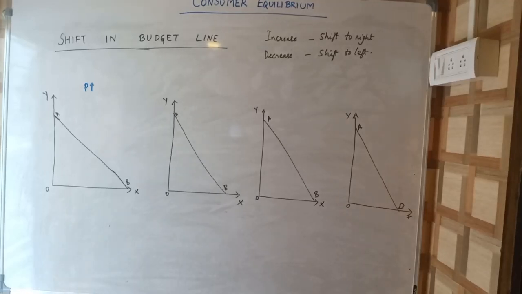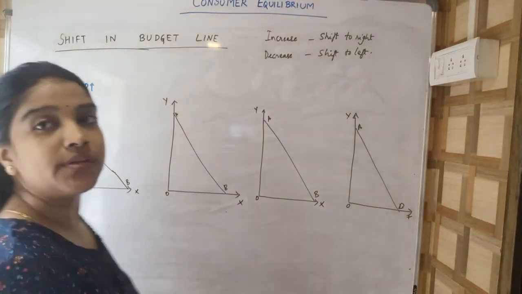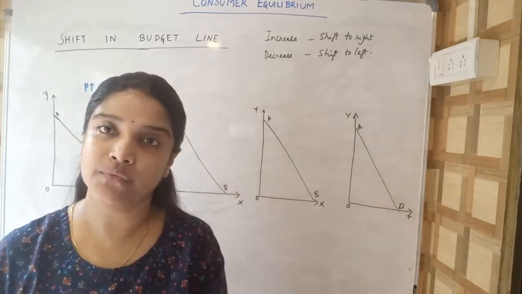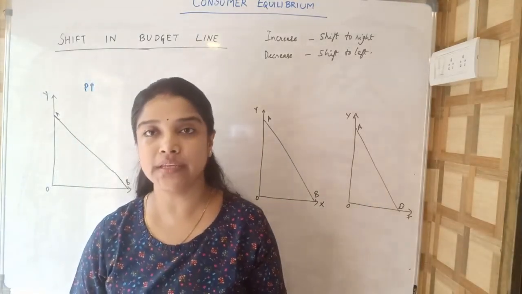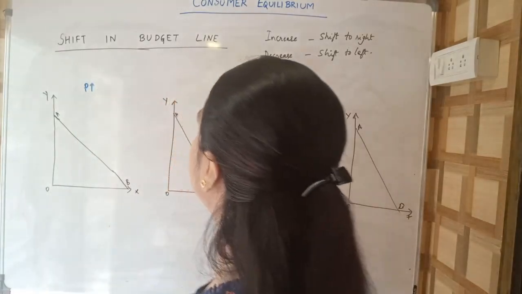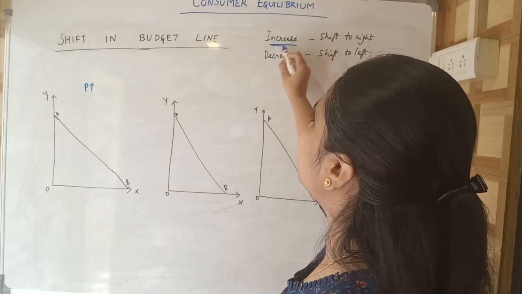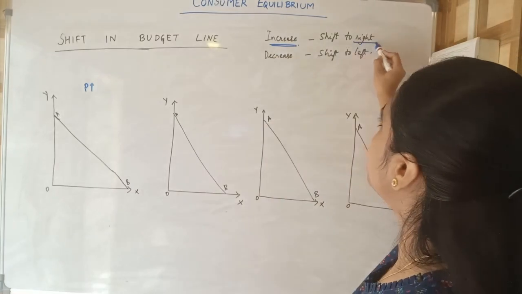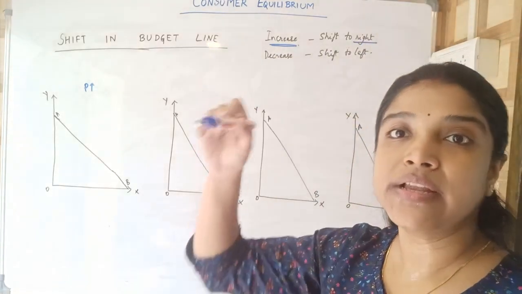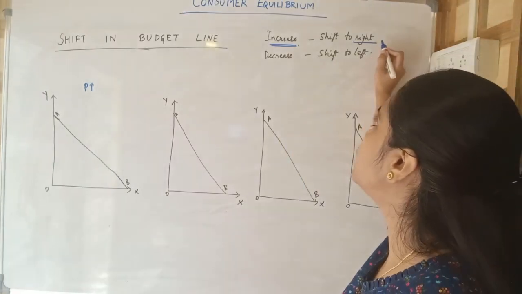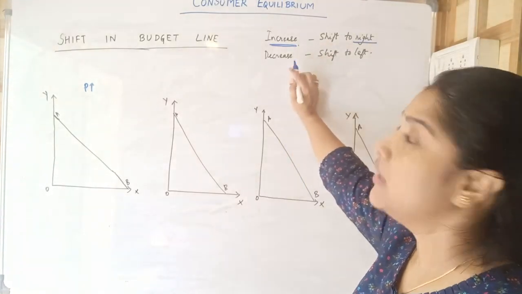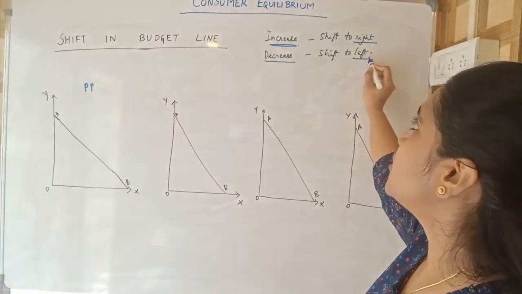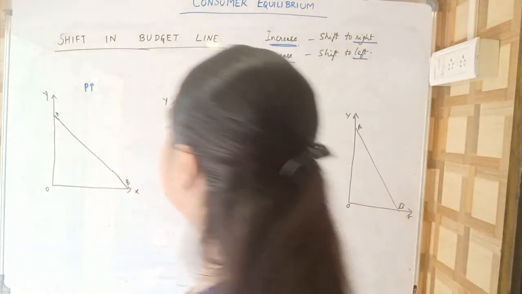Okay, now let us see shift in budget line. Students, remember one thing, that budget line is a straight line curve. Okay, and it is always downward sloping in nature. Now when can we say that there is an increase in budget line? When the budget line shifts to the right. When the budget line shifts to the right, we can call it an increase in the budget line. When can we say it is a decrease in budget line? When the budget line shifts to the left. Okay, so accordingly let us see.